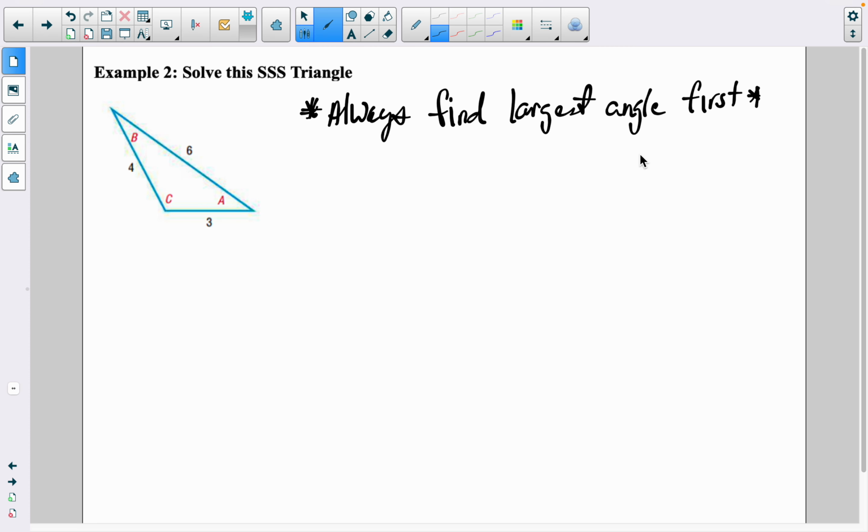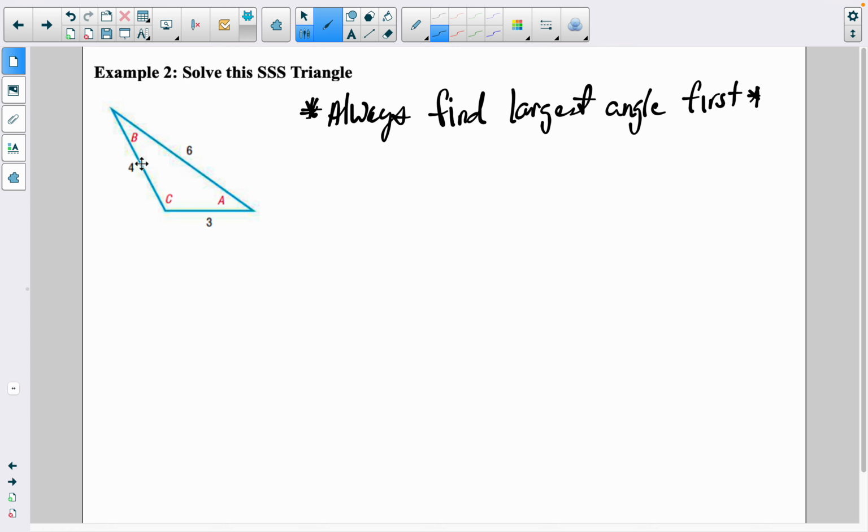If I find the largest angle first and it's acute, I know it's the largest angle, which means the other two angles must be smaller than it. So once again, you don't have to worry about the ambiguous case with law of sines. If you don't do this, there is a chance that you're going to run into that contradiction of an angle being smaller than another angle, but the side opposite being larger than the other side. So always, always find the largest angle first.